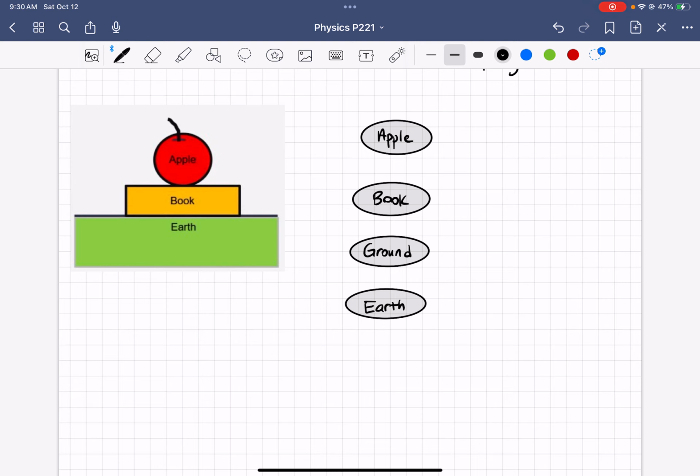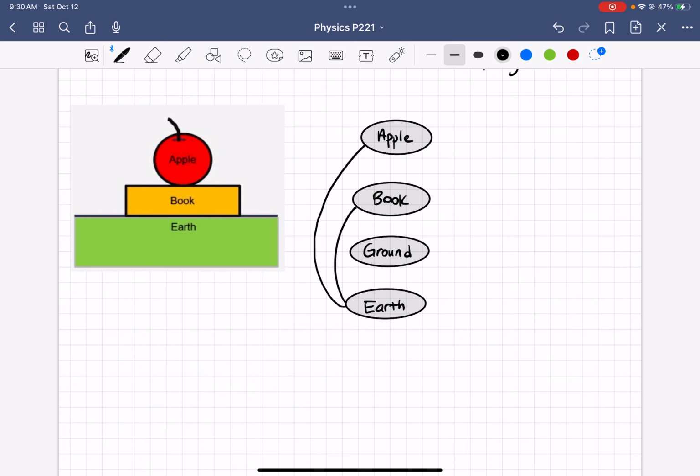So these lines represent gravitational forces. And one thing I will point out is there are no arrows on these lines, so there's no directionality implied here. And that can actually become important when you're studying Newton's third law. Okay, and then as far as the other objects go, the ground is only touching the book, so it is in contact there.